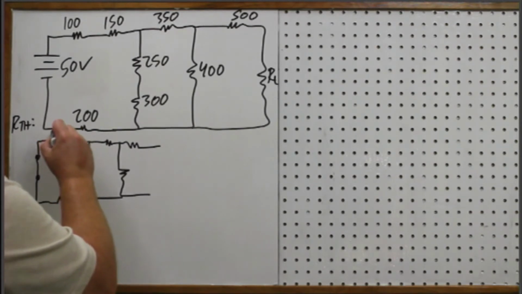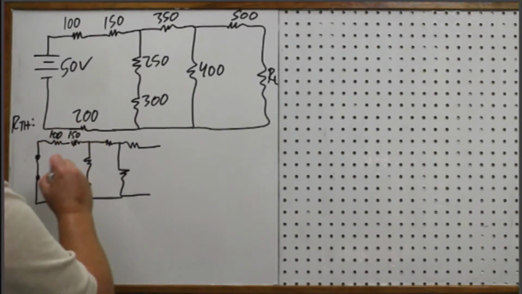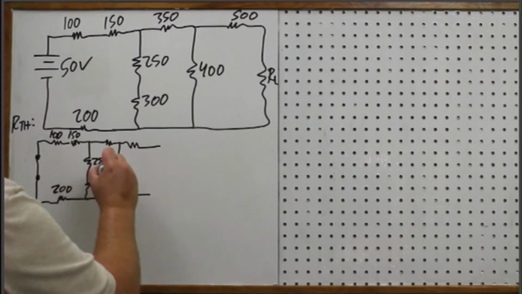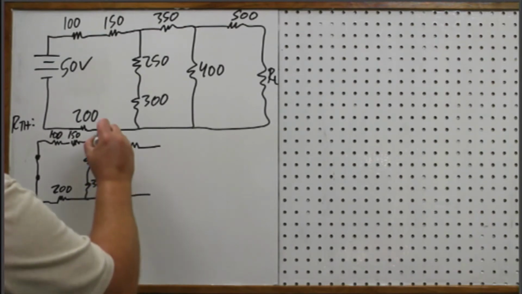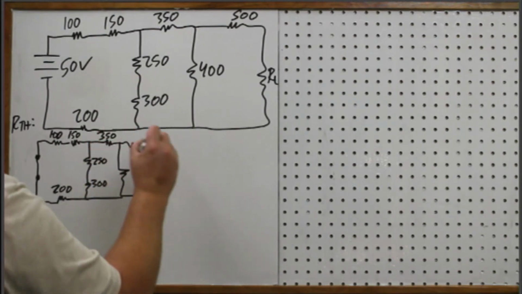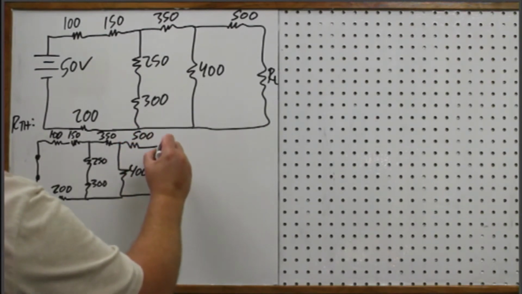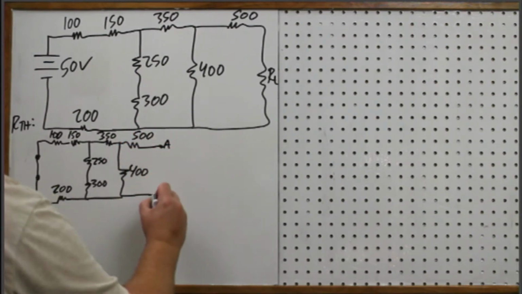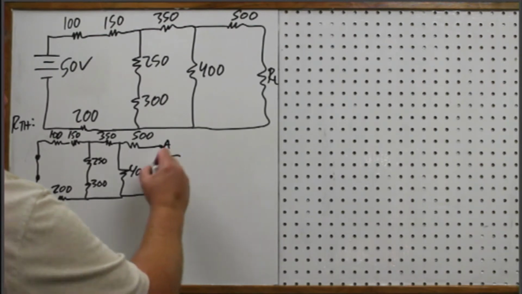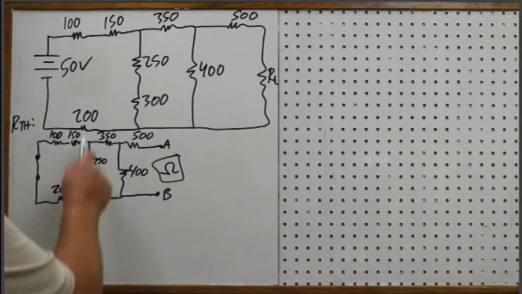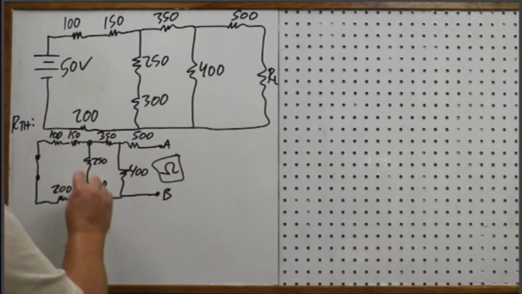So I've got 100, 150, 200. I just went by 50s for some of this. 250, 300, 350, 400, 500. Okay, and there's A, and there's B, and there's my ohm meter. Okay, so again, I'm going to start furthest away from the meter, and I just want to consider this branch and this branch. That's all I'm looking at.